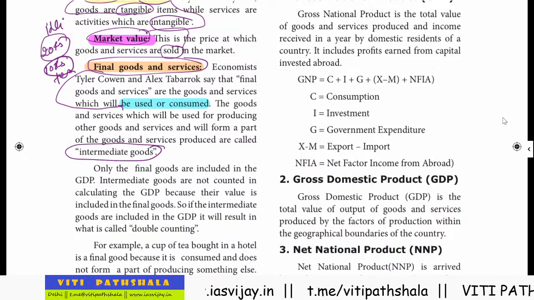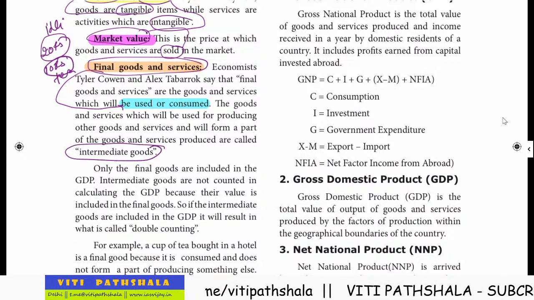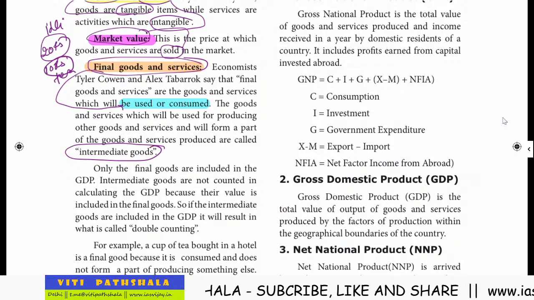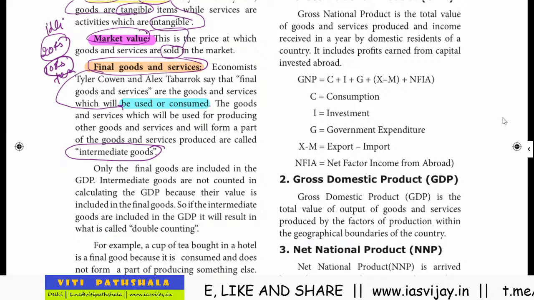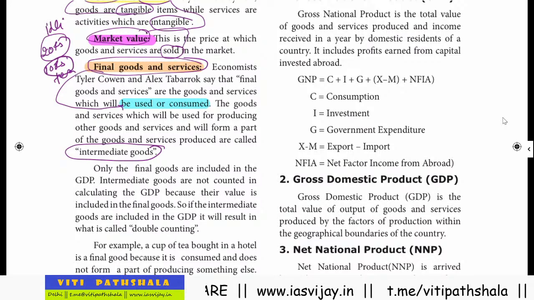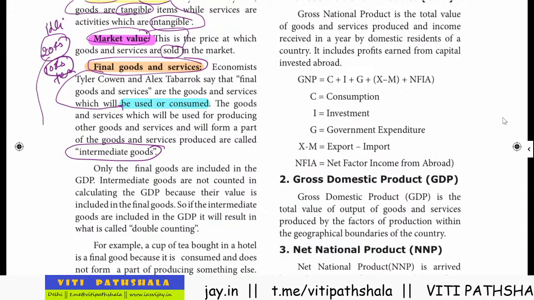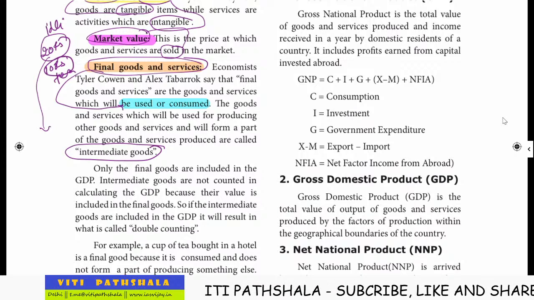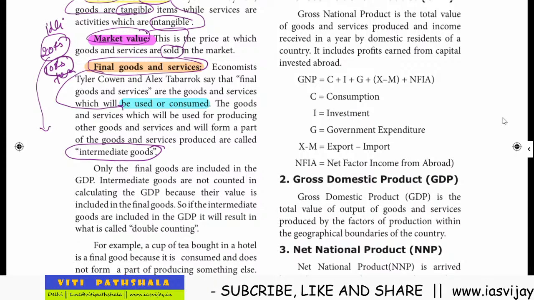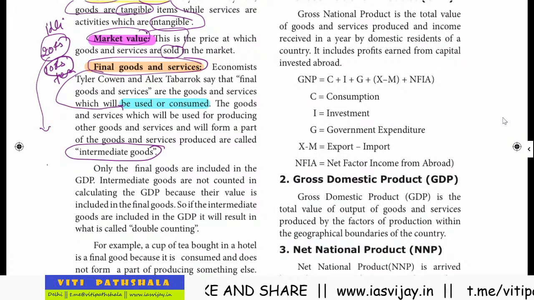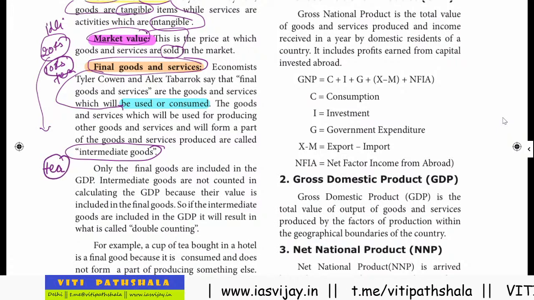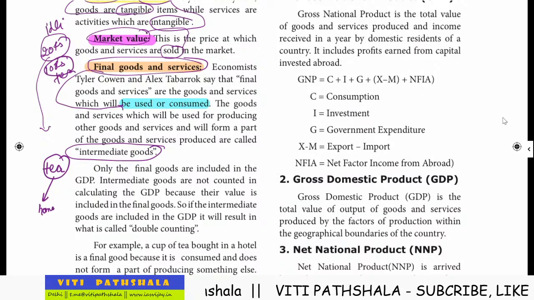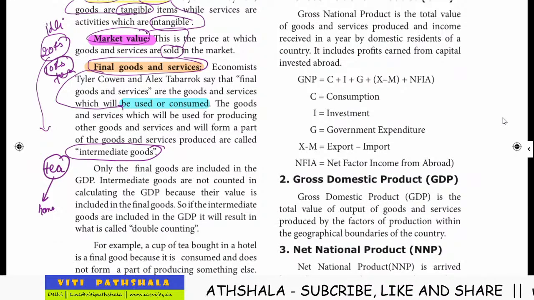intermediate goods. For example, if you have bought an idli and you have consumed that idli, that means that good has been finished. Now, if you order the idli and you sell it further, or you make something else of it, or take the tea. For example, if you buy tea for your home, then you are consuming it, it is ending there, it is a finished good.